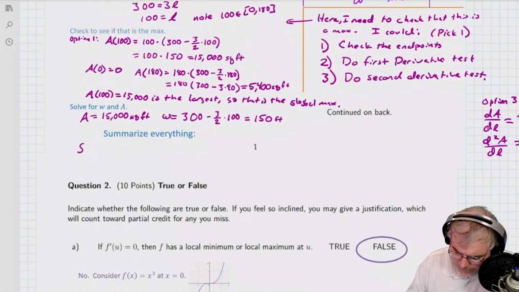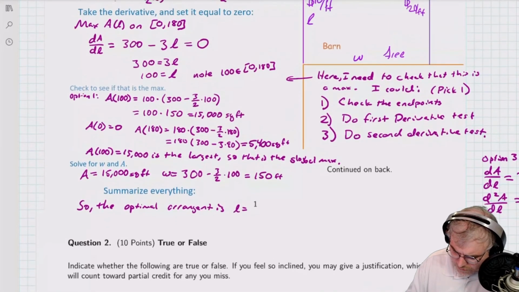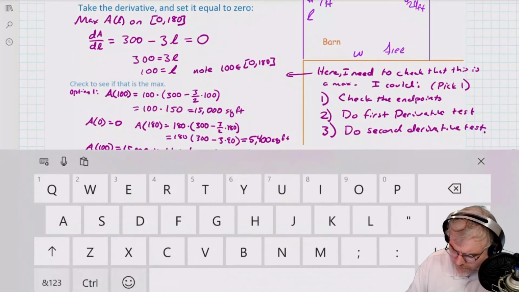So, the optimal arrangement is L equals 100 feet, W equals 150 feet for an area of, nope, not there, 1,500 square feet.